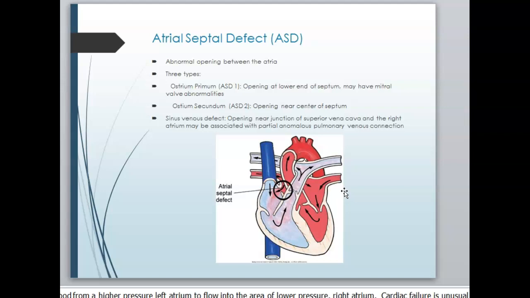So this opening allows blood from a higher pressure area, the left atrium, to flow into an area of lower pressure, the right atrium. Cardiac failure is unusual in an uncomplicated ASD, but pulmonary vascular changes usually occur after several decades if the defect is left untreated.